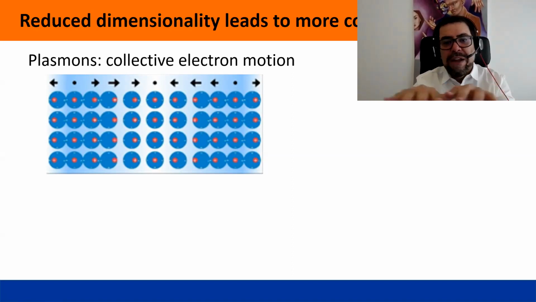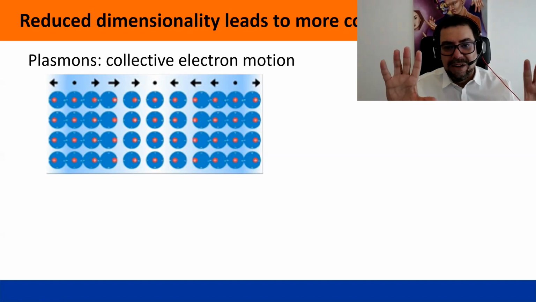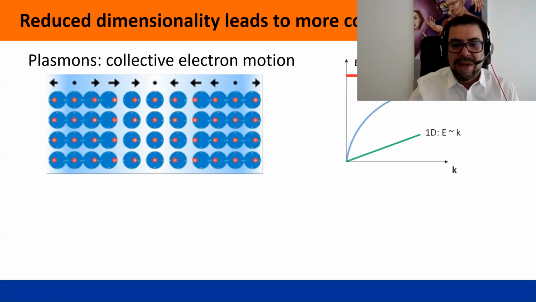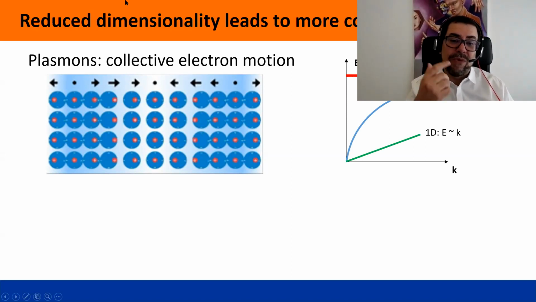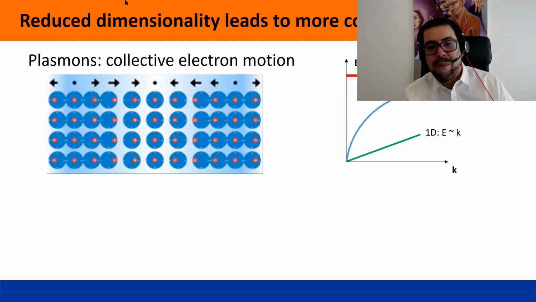And this coherent motion of the electrons around the background of the nuclei produces what's called a plasmon. And plasmons have a very different dispersion relation, which means the relation between their energy and crystal momentum.